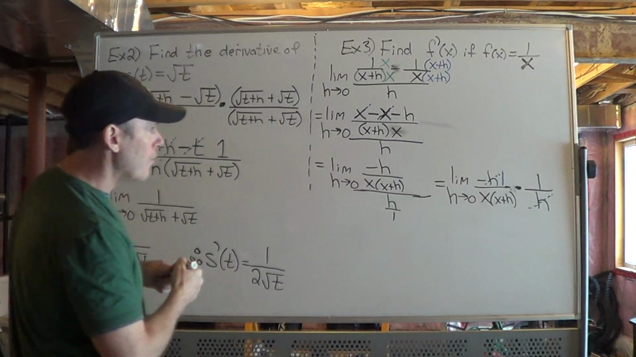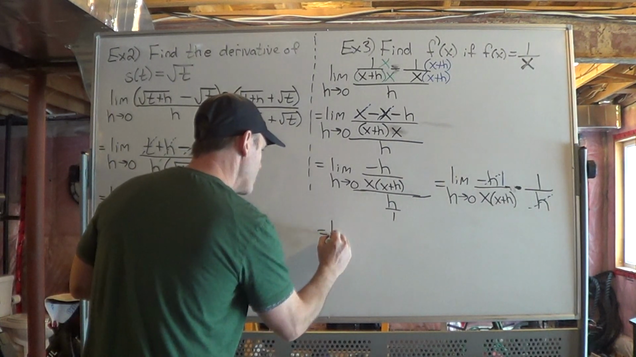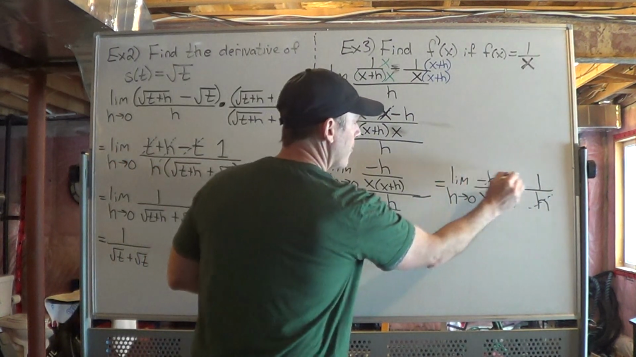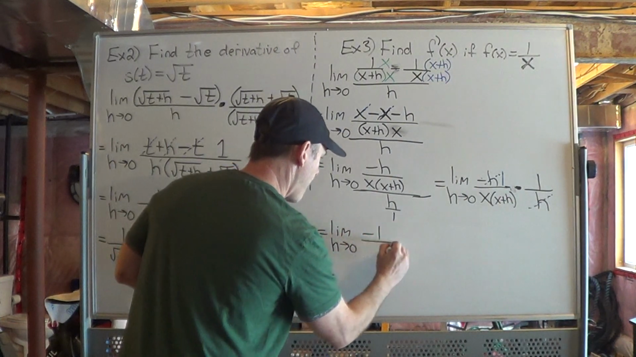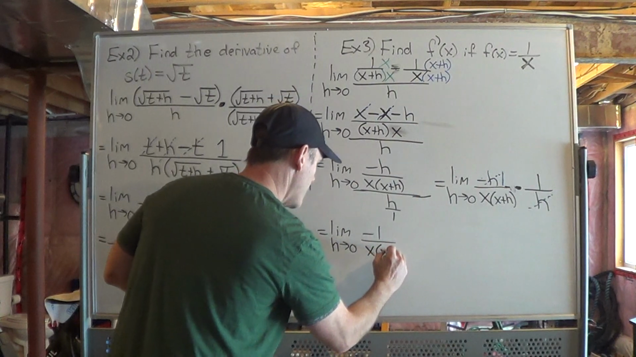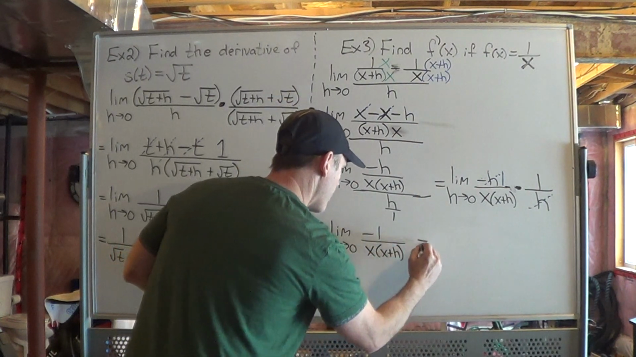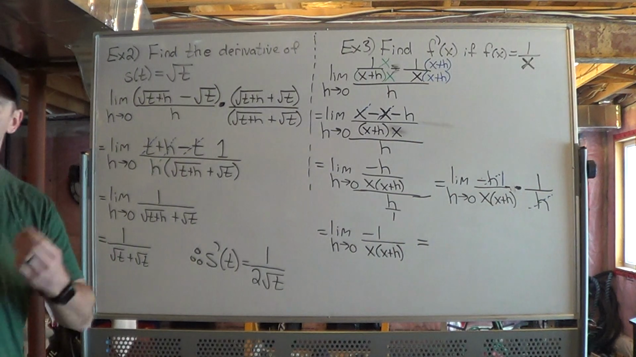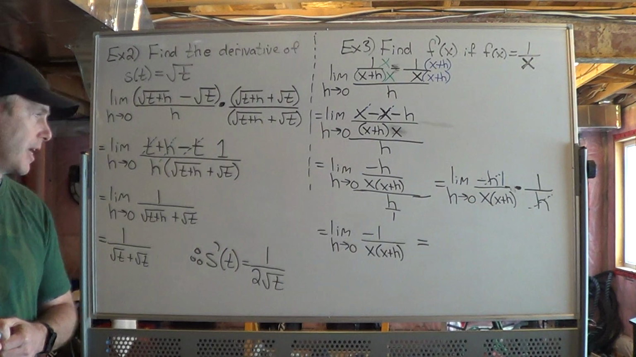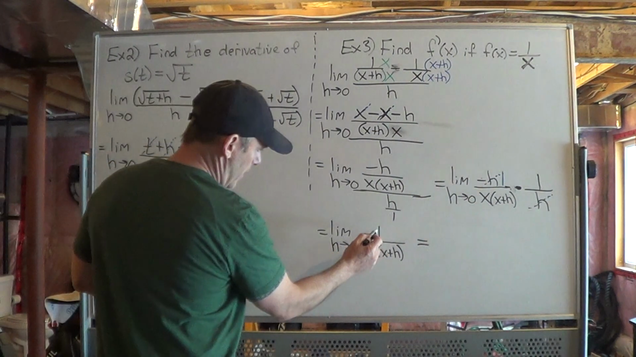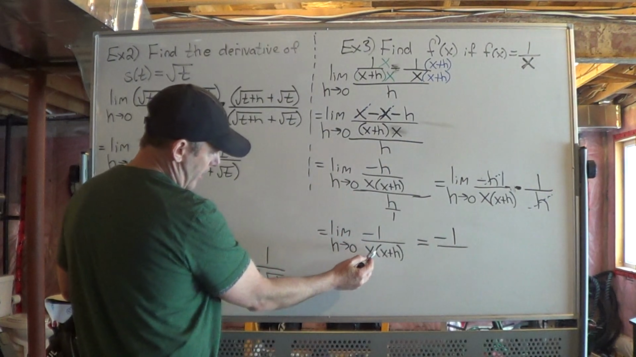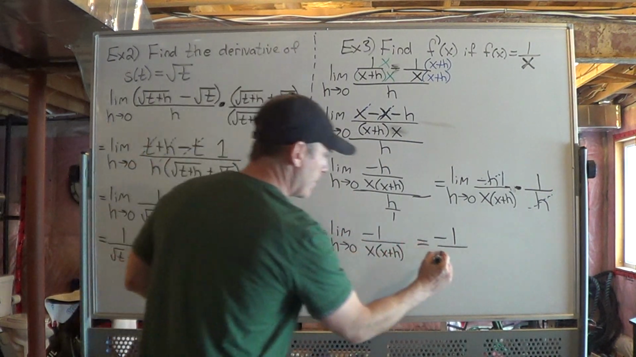So now I have the limit as h approaches 0. Negative 1 times 1 is negative 1. And then in my denominator, I'm just going to have an x times an x plus h. And now, of course, I've achieved my goal of having a denominator that's not going to be 0 when I plug in that h value. It's in fact going to be x, and then I add h, which is 0, so x times x is x squared.